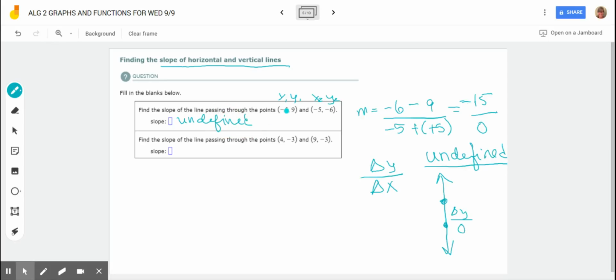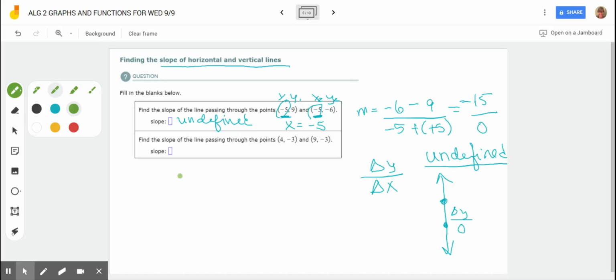Okay, you could also kind of tell, you could actually name that line. Notice, see how the x is negative 5 here and the x is negative 5 there? The name of the line is x equals negative 5. They didn't ask you that, but that's coming up. All right, let's take a look at the second problem. Find the slope of the line passing through these points.